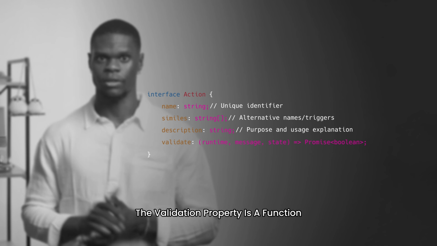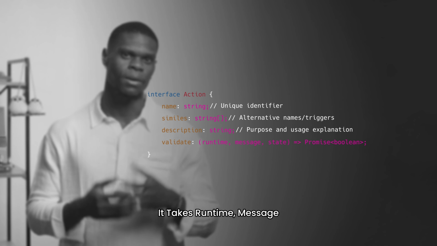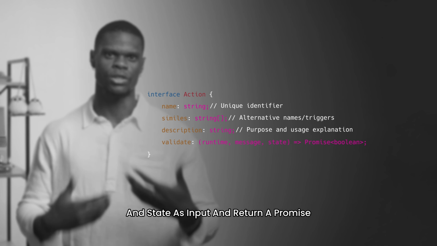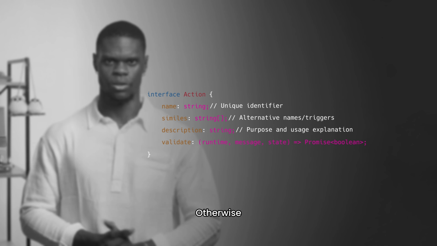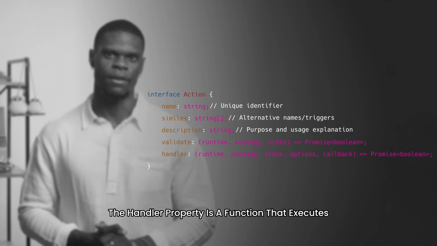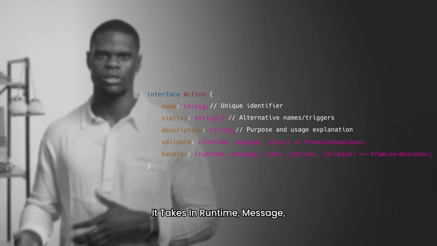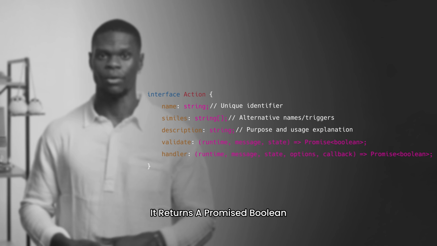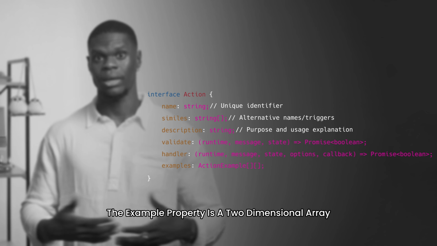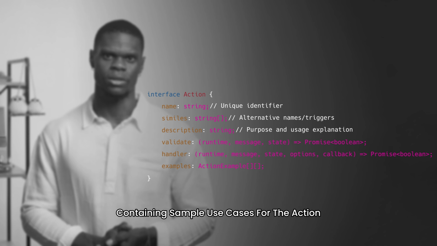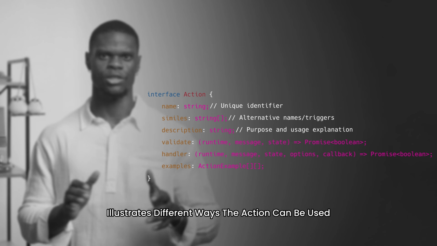The validation property is a function that determines whether the action can be executed. It takes runtime, message, and state as input and returns a promise, resolving to true if the action is valid and false otherwise. The handler property is a function that executes the action when triggered. It takes in runtime, message, state, options, and a callback. It returns a promise boolean, resolving to true if the action executes successfully. The example property is a two-dimensional array containing sample use cases for the action. This helps illustrate different ways the action can be used.